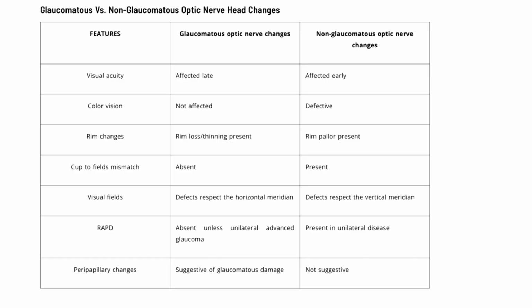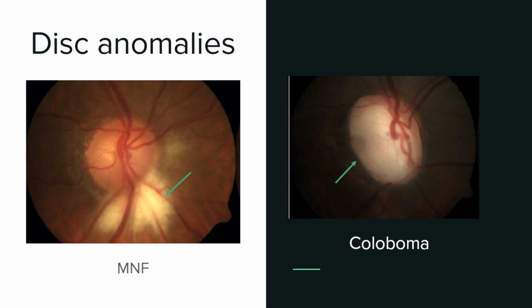In glaucomatous changes the visual fields respect the horizontal meridian, and in non-glaucomatous, they respect the vertical meridian. RAPD is absent in glaucomatous nerve changes unless severe, and peripapillary changes are suggestive of glaucomatous changes but not in non-glaucomatous changes. Now moving on to some disc anomalies.